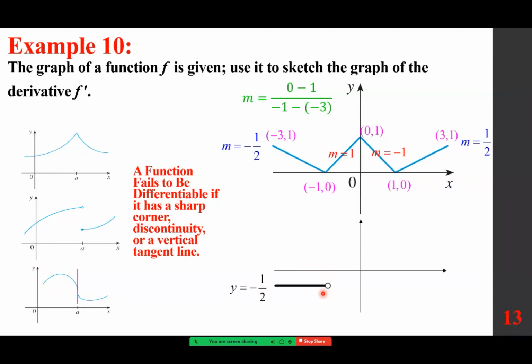Now, if you write the rest of them, y equals 1 would be this line, which continues indefinitely on both sides. However, at this point, we have a hole. At this point, we have a hole. And the rest of them follow in the same manner.